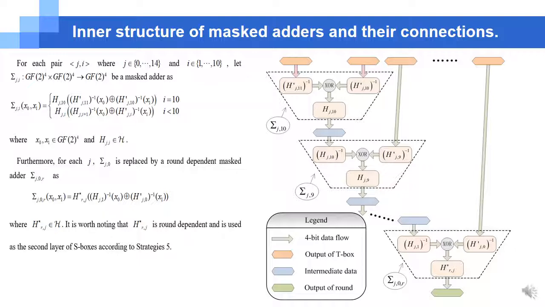T-boxes are connected with masked adders. A masked adder consists of a pair of 4-bit to 4-bit input decodings, that is, the inverse of capital H prime with a subscript, and an output encoding, that is, capital H with a subscript.